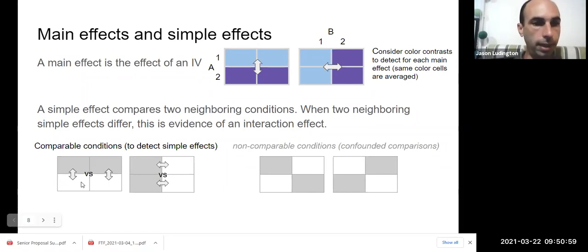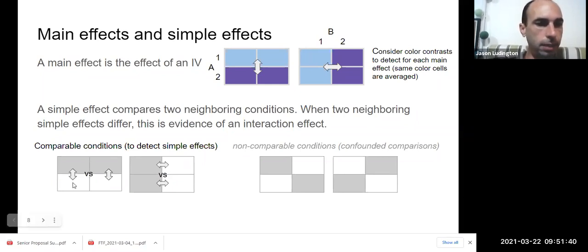If we're looking at simple effects, we compare one of the A1 boxes to another of the A2 boxes. We don't compare A1 to A1. We compare A1 to A2. So that's one simple effect. We could compare A1 and A2, but that would be the simple effect of variable B. So these comparisons on the left are simple effects of variable A.